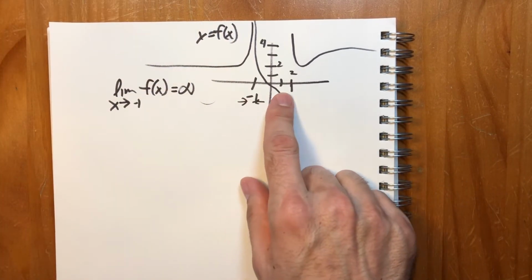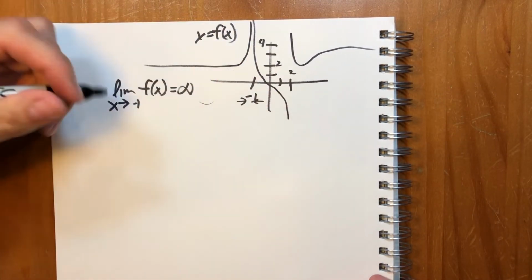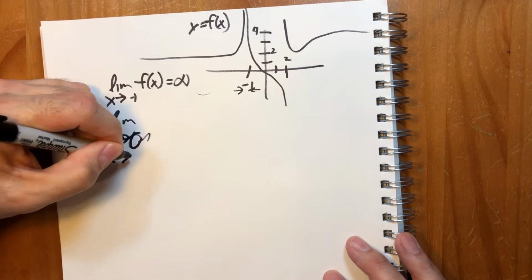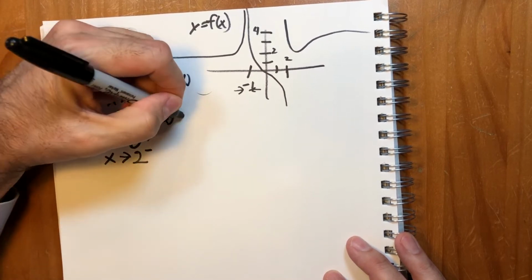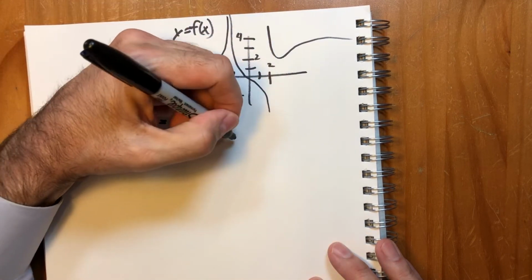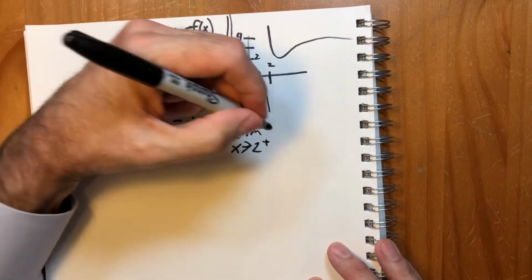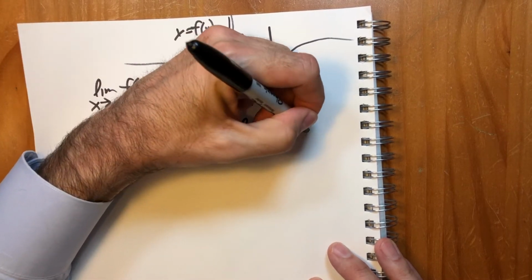As x approaches 2, it goes down and up. So if we approach 2 from the left, the limit of f of x equals minus infinity. And then if we approach 2 from the right, it goes up to infinity. So it would be the limit as x approaches 2 from the right of f of x equals infinity.